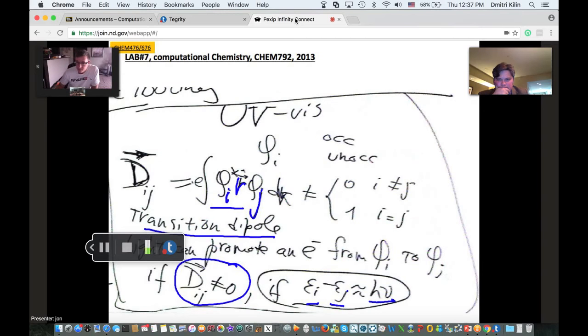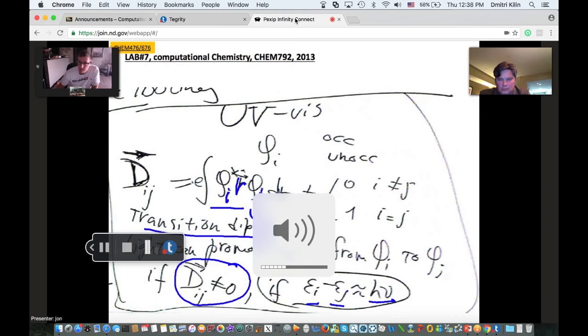So given that, if the transition dipole is not equal to zero, there's some probability of a transition occurring between those two electronic states. But the second condition needed for this is also that the energy difference between the two electronic states must be more or less equivalent to the energy of the photon, this h nu, that's going to be hitting the material.